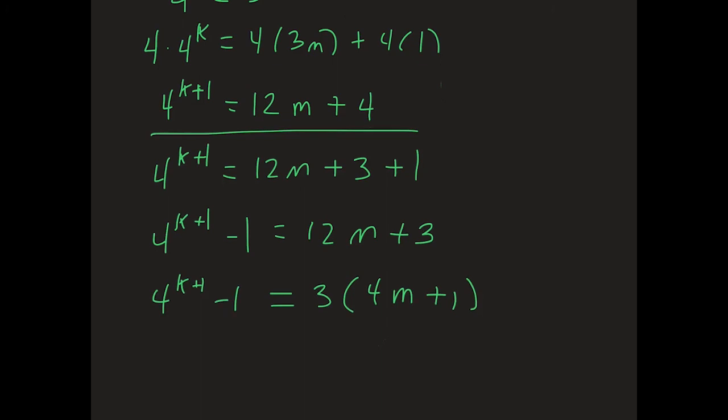And so what have we done? We have shown by that magical thing known as closure that 4 to the k plus 1 minus 1 can be written as 3 times an integer. So this is L, that integer L. So in other words, 3 divides 4 to the k plus 1 minus 1.